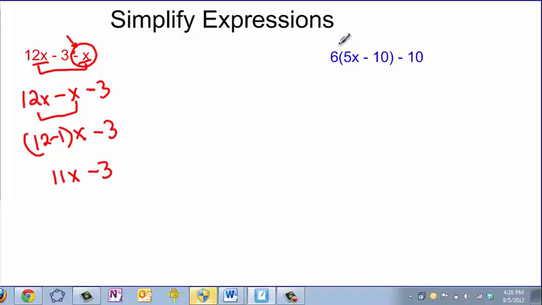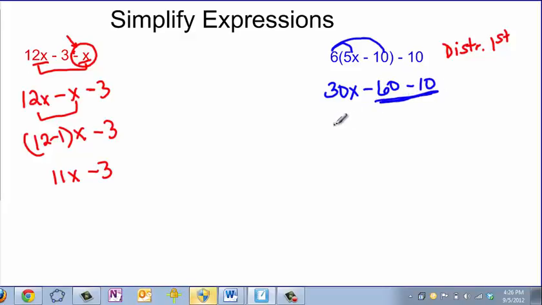Alright, in this case, you have to distribute first. So 6 times 5x would be 30x. 6 times negative 10 would be minus 60. And then bring down your minus 10. So our like terms are actually these two constants right here. And they're already lined up together. So we just have to rewrite the 30x because I had nothing to combine with.